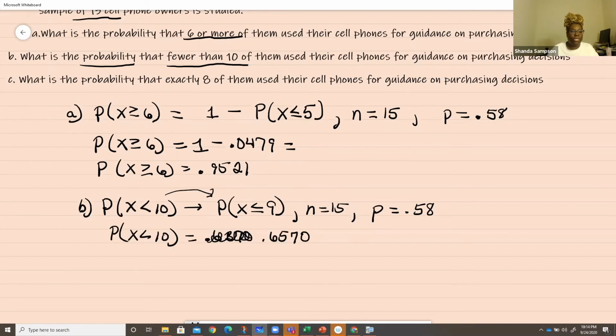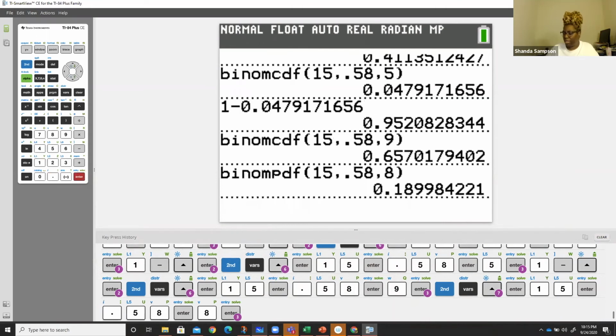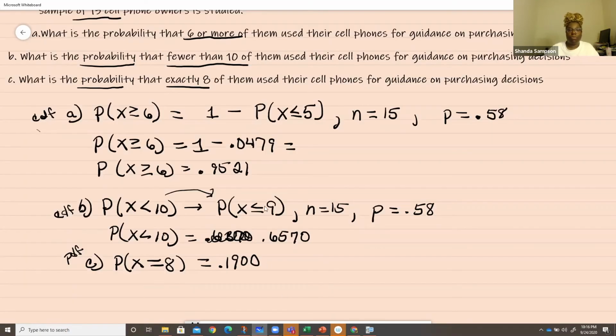And the last one, C. See, they get easier now. The probability that X is exactly 8. So that just means equal to 8. We're good to go with equal. 0.18998, which is 0.1900.